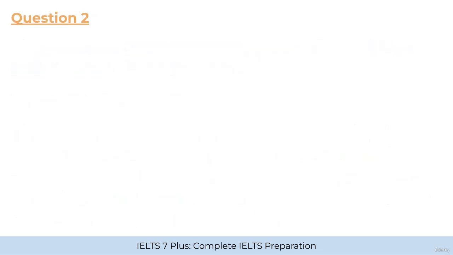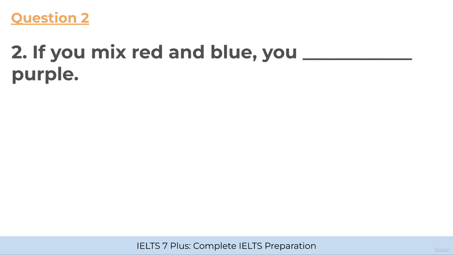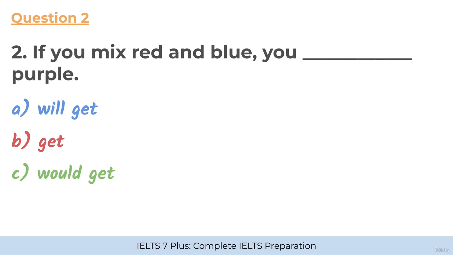Okay, let's do another one. That was a good practice. If you mix red and blue, you purple. Will get, would get, gotten. Okay, lots of different options here. So like I said, there's many ways you can look at this. You could look at this in the context or the situation. So what are we talking about here?